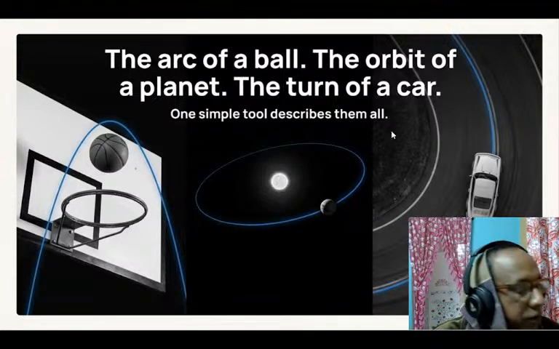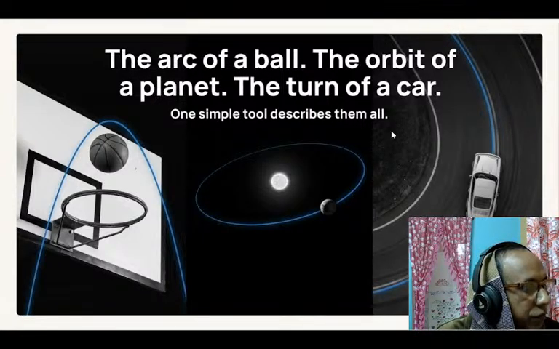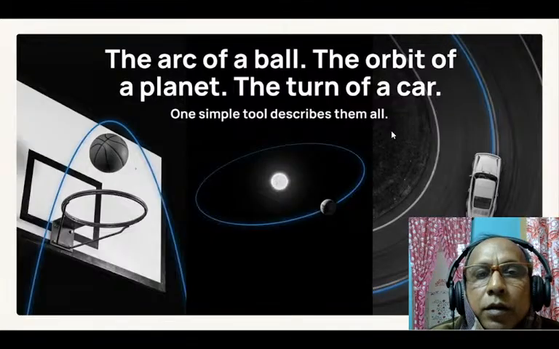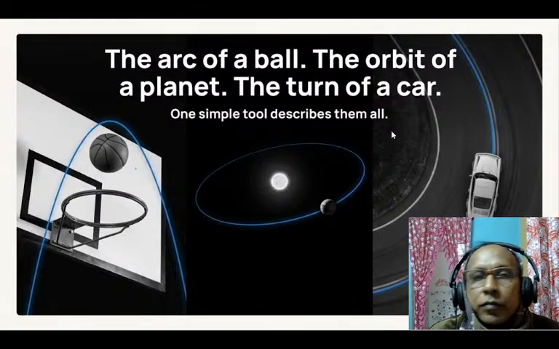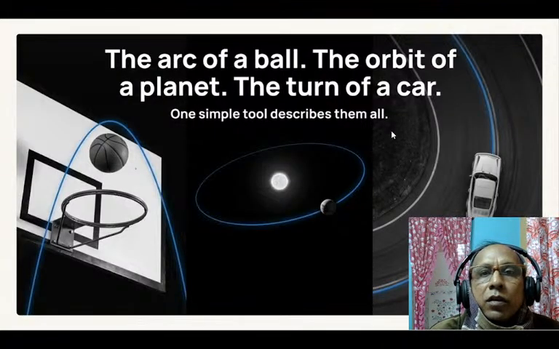Hello everyone. Today we are going to discuss motion in a plane. The arc of a ball, the orbit of a planet, the turn of a car. One simple tool describes them all.